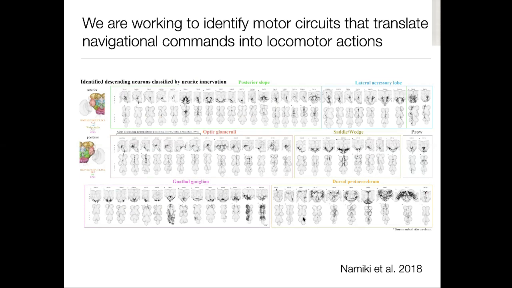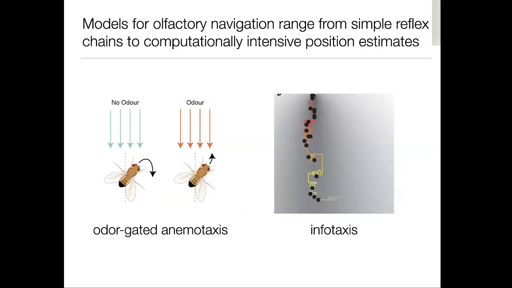And finally, a direction that we're thinking about: I think Antonio introduced the idea that there are many different models in the literature of how, algorithmically, animals might use odor information to navigate. Interestingly, they range from very simple models that are essentially a series of chained sensory reflexes, like odor-gated anemotaxis, to computationally very intensive models like infotaxis that require a large amount of computational processing power. It's been challenging using behavior alone to identify which algorithms the flies are using and to tease apart how computationally complex the thing that they're doing is.